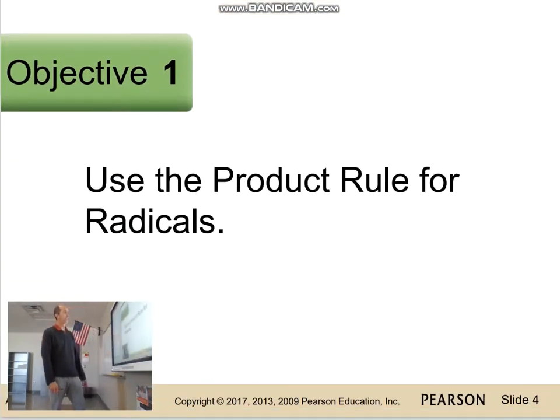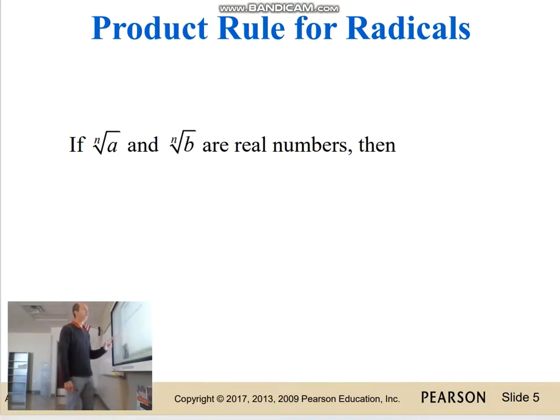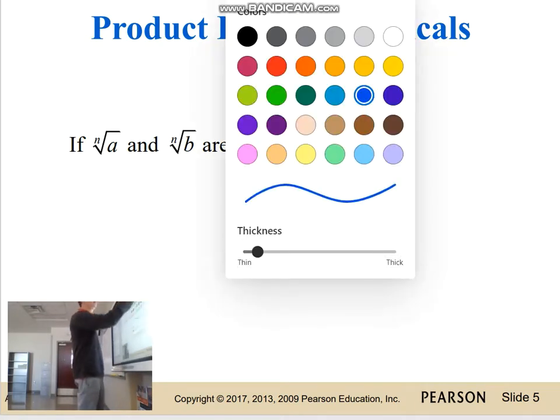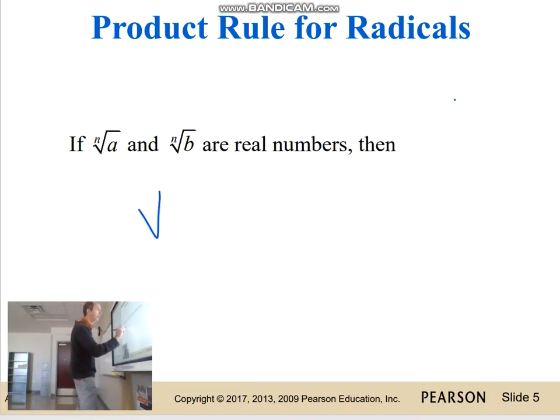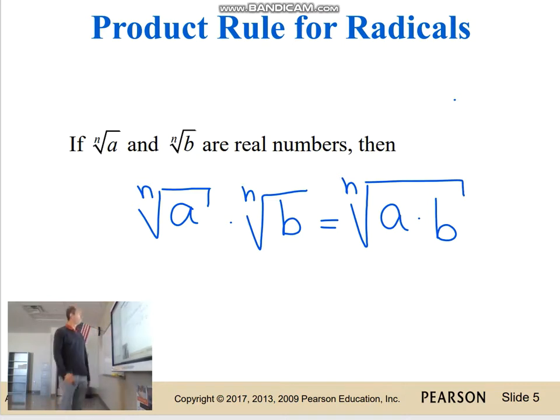The first objective is to use the product rule for radicals, and let's understand what the product rule is. If you have the nth root of A and the nth root of B as real numbers, then you can write the nth root of A times the nth root of B is equal to the nth root of A times B. Very simple rule, but it's going to be very useful to simplify radical expressions, as we will see later.